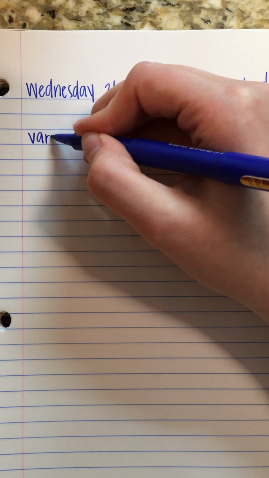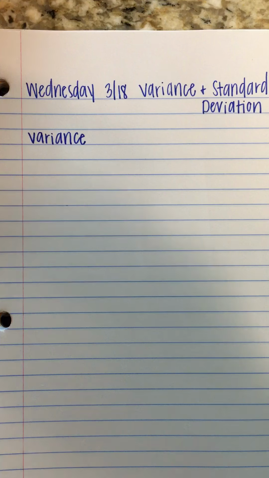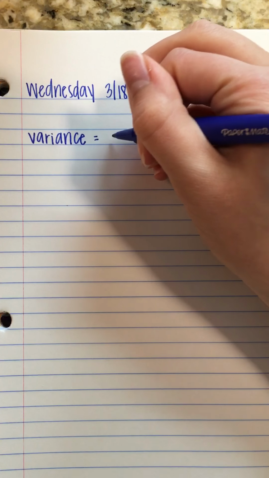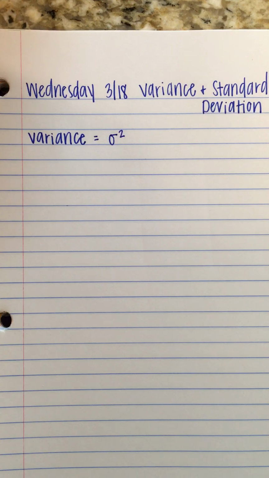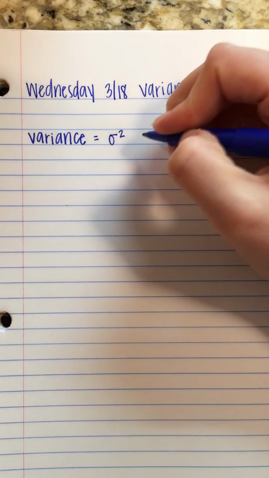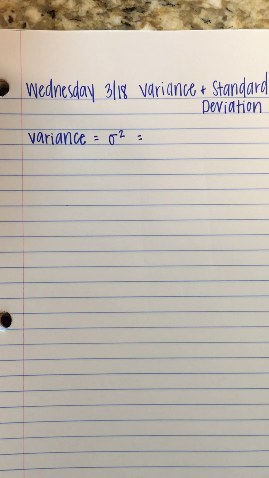So we're going to start with variance. And for variance, we're going to use this little symbol here. It's kind of weird looking, but that's what we're going to use to describe variance. And the way that we find the variance, I'm going to write the formula. It's going to look a little weird.